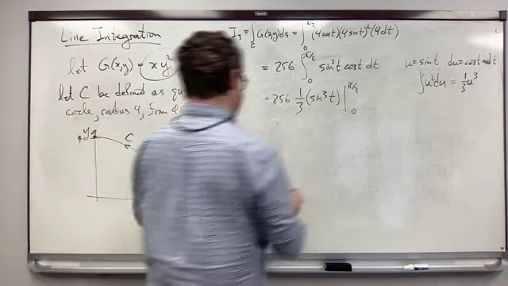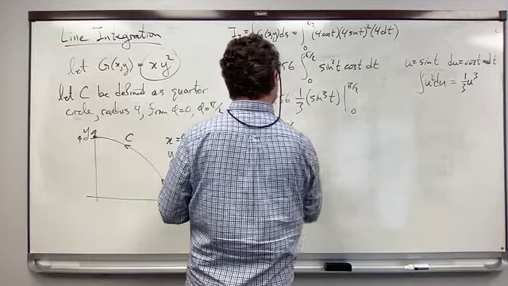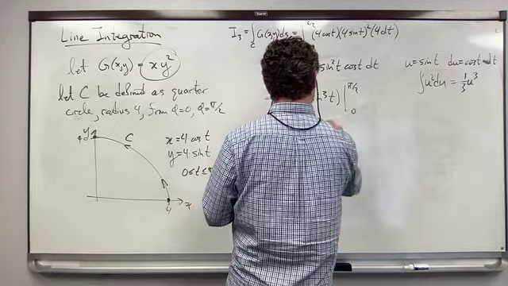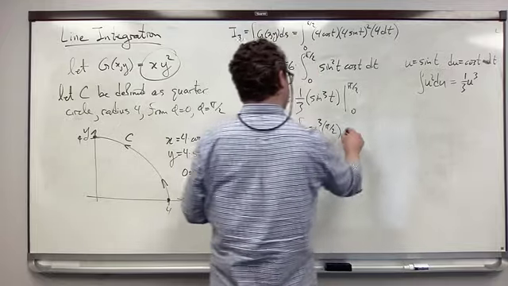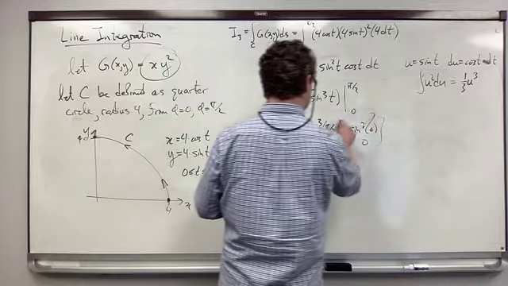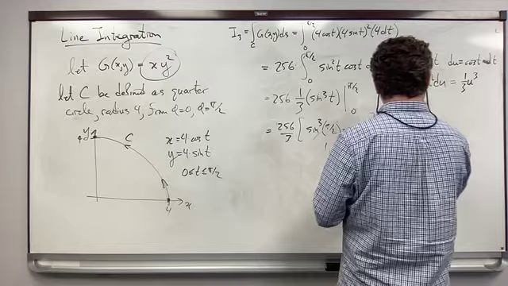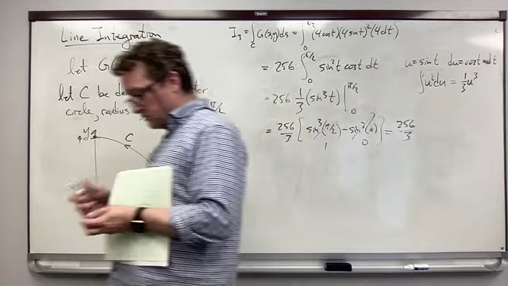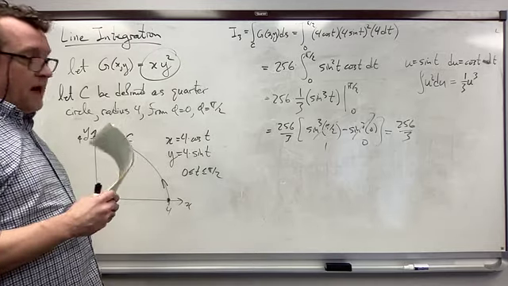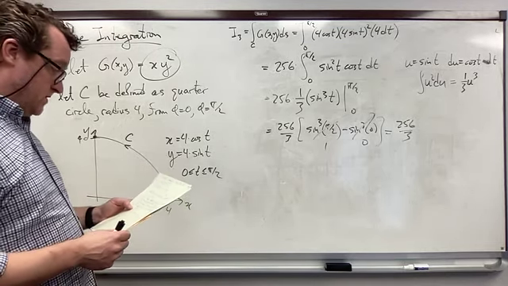Okay, and so this thing becomes 256 by 3, and then we have sine cubed at pi over 2 minus sine cubed at 0. That's 0. This is 1. So this thing becomes 256 over 3. Okay. So we've got 3 different line integrals along the same function, same contour, just different forms.